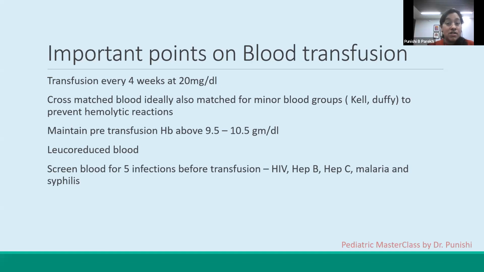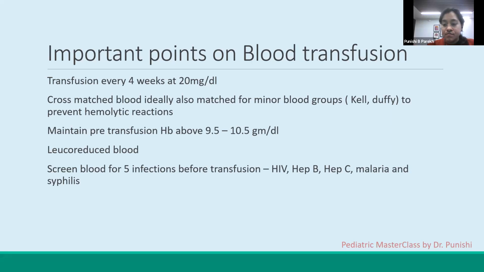Even if the child is under transfused, there are other complications as to how it leads to iron overload. We'll be discussing that some other day when I plan to take another discussion only on iron chelation in thalassemia, because that's a very important practical topic, and it's as important as knowing how to transfuse blood. Okay, so hemoglobin needs to be maintained pre-transfusionally more than 9.5, and you need to give leuko-reduced blood.